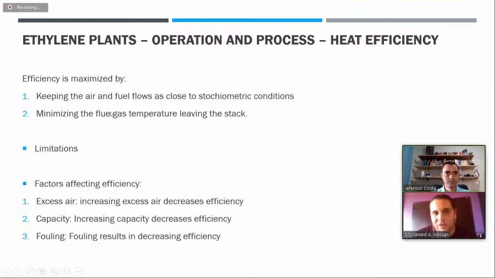The flue gas contains water vapor and carbon dioxide. If we decrease the temperature of the flue gases to below the water dew point, carbonic acid could form and result in corrosion.